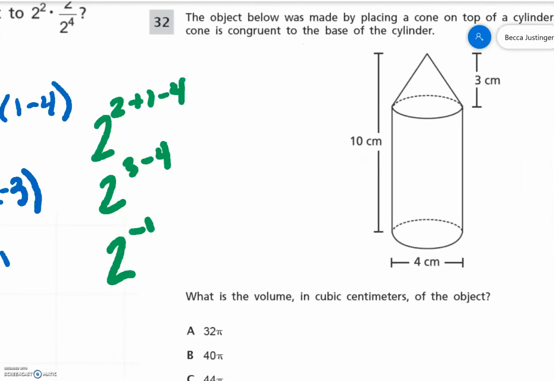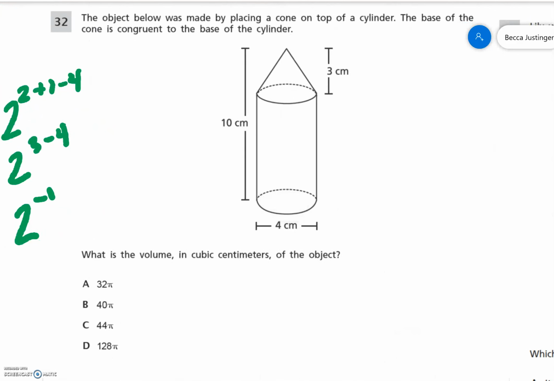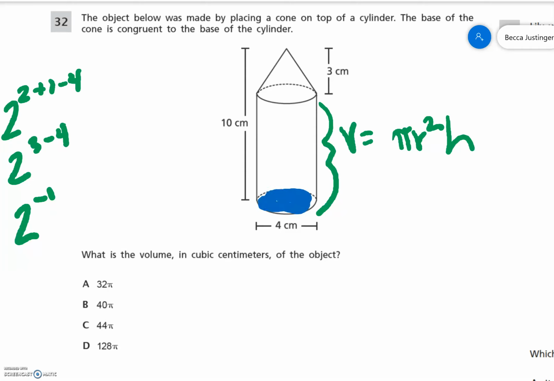Number 32. The object below is made by placing a cone on top of the cylinder. The base of the cone is congruent to the base of the cylinder. What is the volume in cubic centimeters of the object? So we have to find the volume of both parts and add them together. So the cylinder, volume of a cylinder is, oh no, not 2 pi r squared h, just pi r squared h. So remember, we do the area of the base, that's our pi r squared, and multiply it by the height.